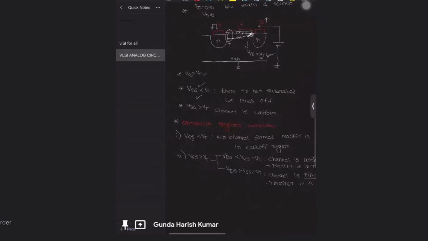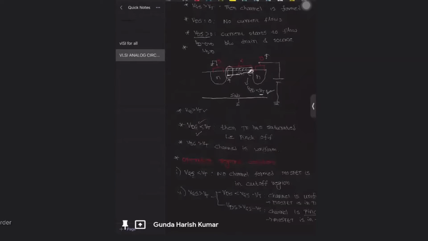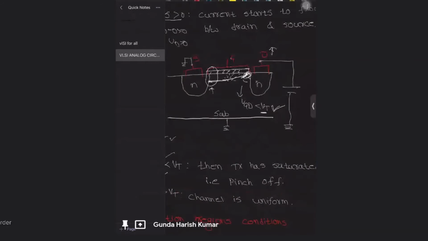Okay, sir. Sir, it means that in saturation there is no channel connection between source and drain, even though current flows? There is no contact between the drain and the channel.